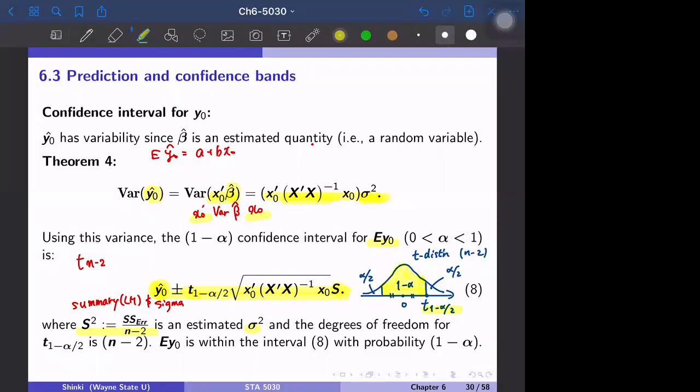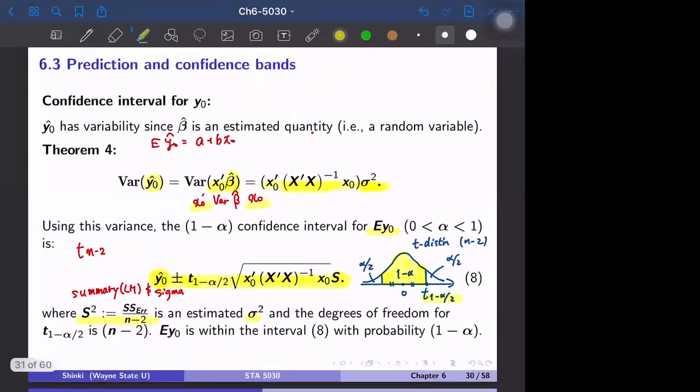So now that every quantity is clear, we can calculate the confidence interval. The expectation of y naught is within this interval with probability 1 minus alpha. Alpha is typically 0.05 or 0.01, so we calculate the 95% and 99% confidence intervals respectively.